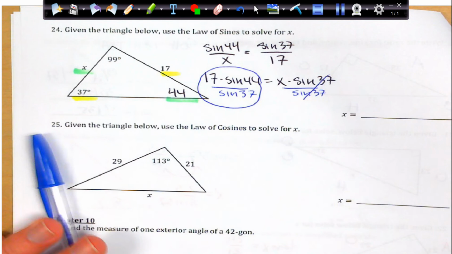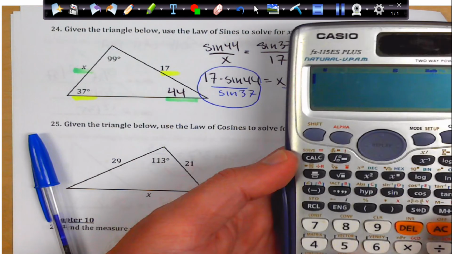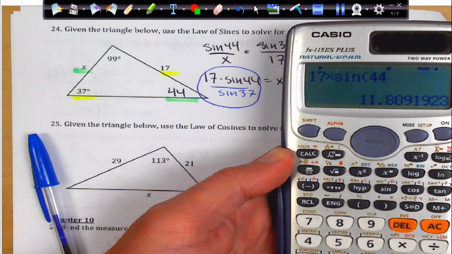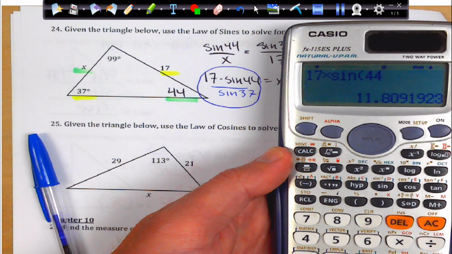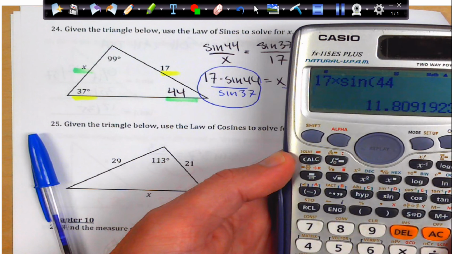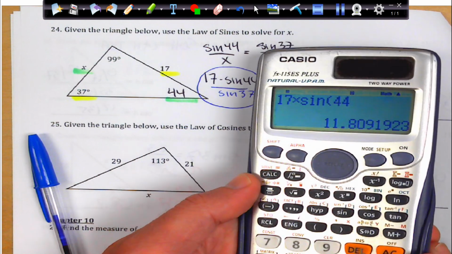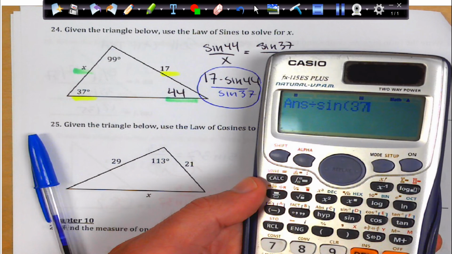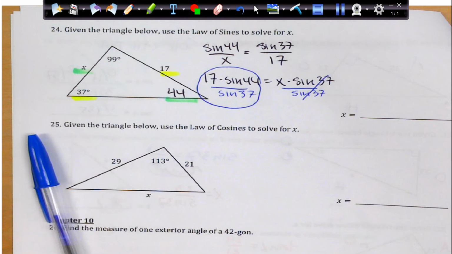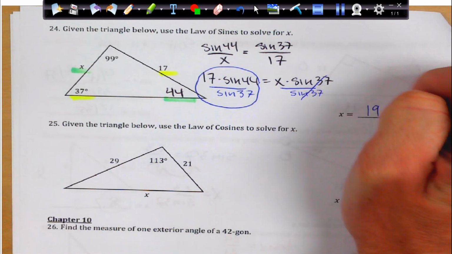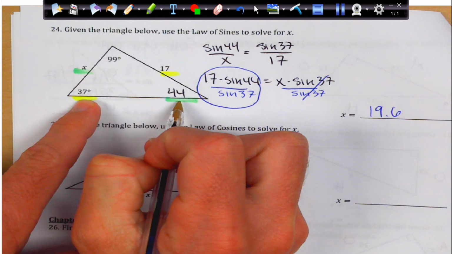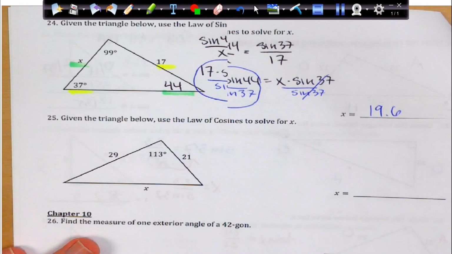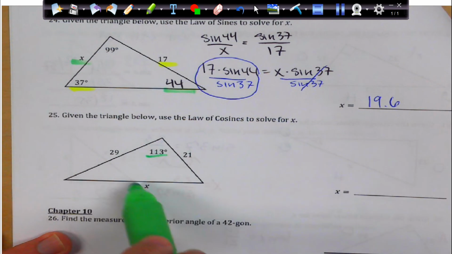So to put that in the calculator, I'm going to do the top part first, 17 times sine 44. Hit enter, and I get about 11.8 there, if you can see. Not the best lighting, there you go. And then divide that by sine 37, and we get 19.6. And that makes sense. 44 is bigger than 37, so 19.6 is bigger than 17. I like that.